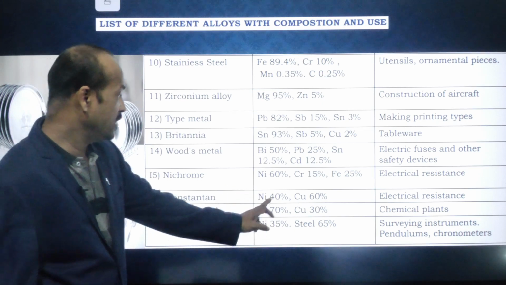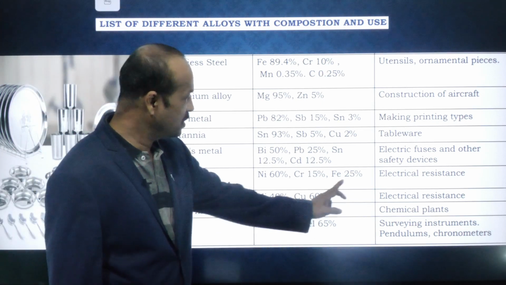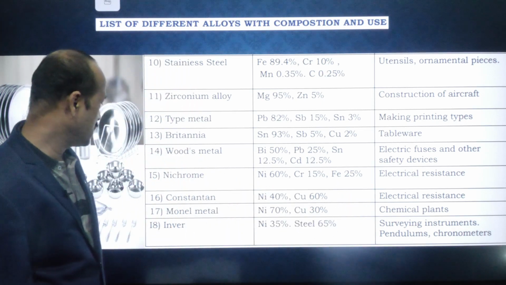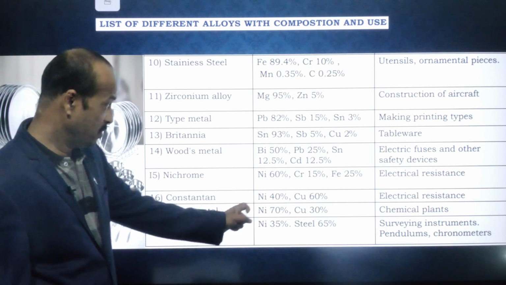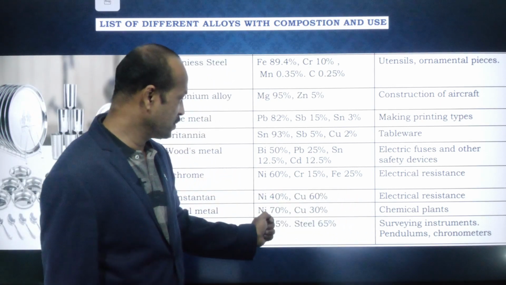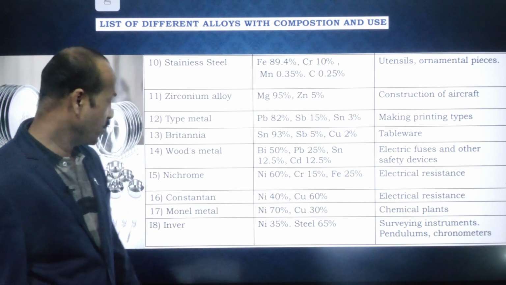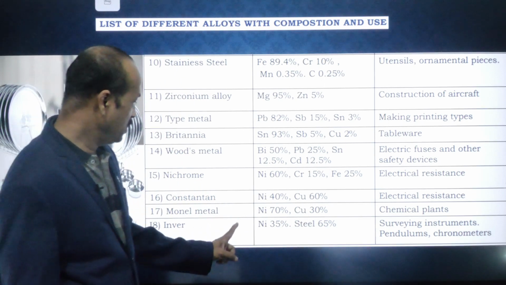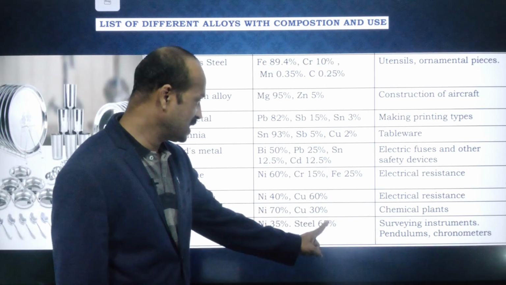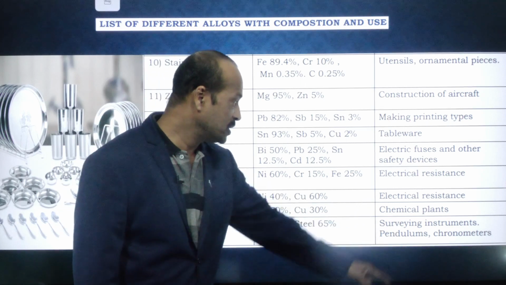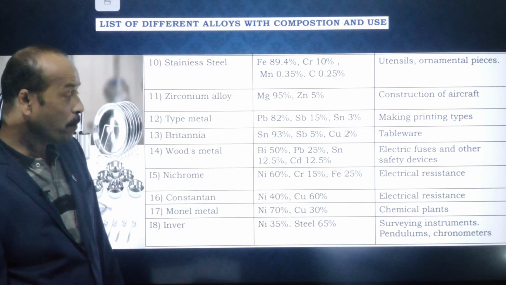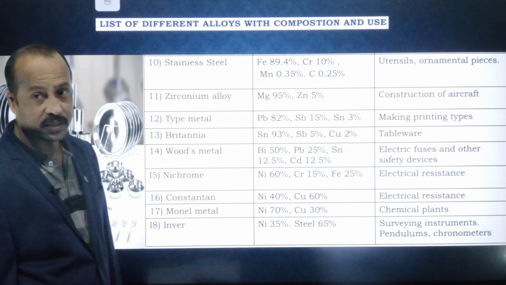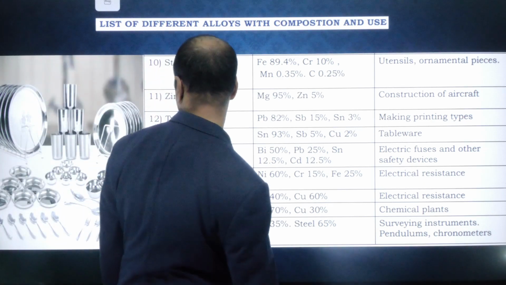Constantan is 40% nickel and 60% copper, also used as an electrical resistance. And Monel metal, which is used in chemical plants, is 70% nickel and 30% copper. Invar steel is 35% nickel and 65% steel. This is used in surveying instruments, pendulums and chronometers. So these are some of the alloys.